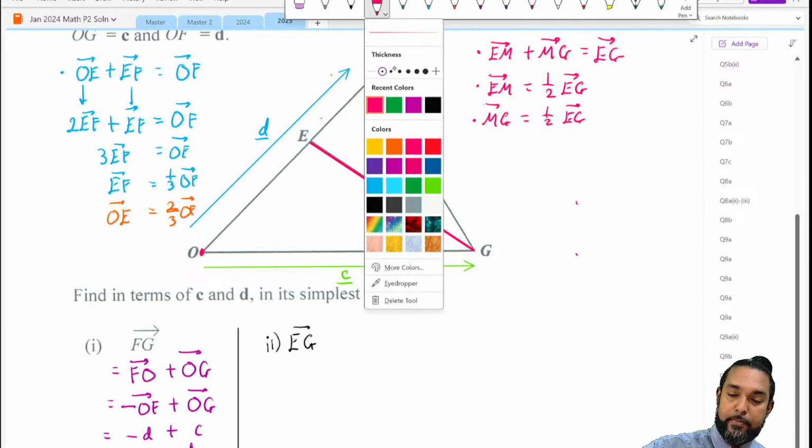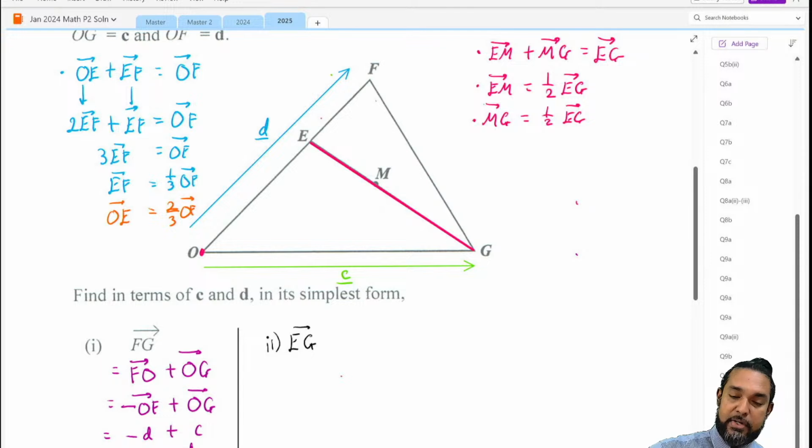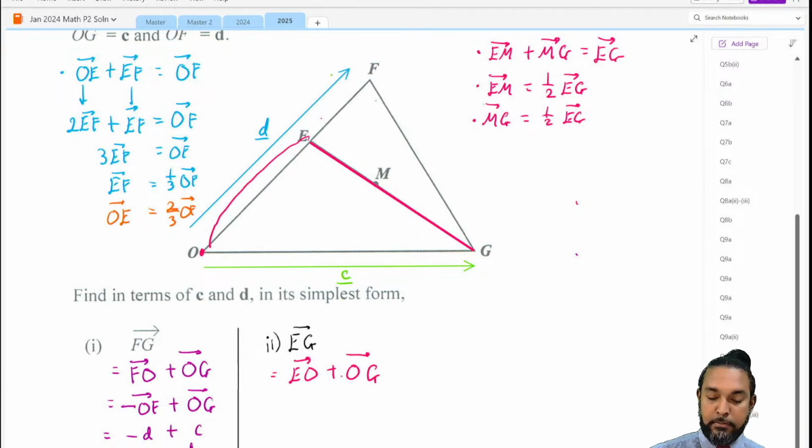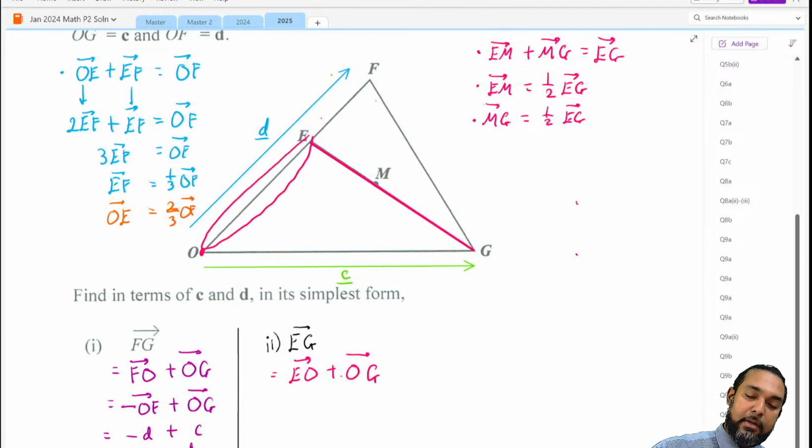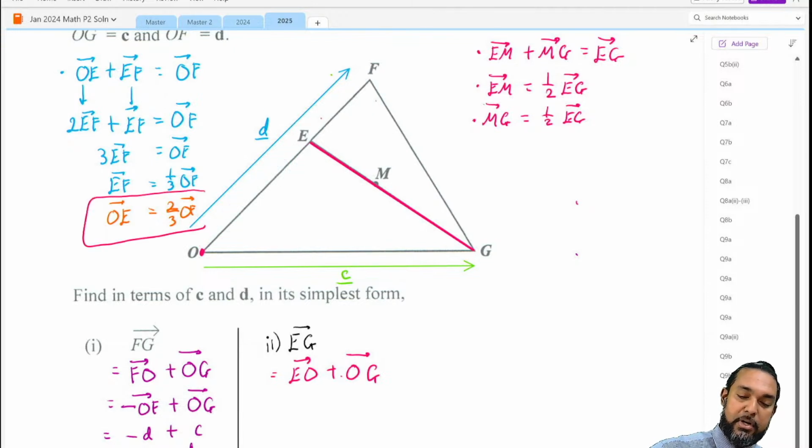All right, so let's go. Right, so let's go E to O and then O to G. That's the easiest one, right? So this is equal to EO plus OG. Okay, now the OG is the same OG we used in the previous one. And that's easy, that's just a C, not so? But the EO, this piece here lies on what larger line? It lies on OF, and the vector along OF is D, right? So OE lies along the larger line OF. What fraction of OF is it? As in the orange here, not so?